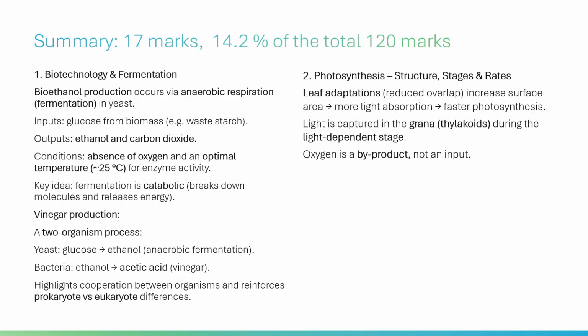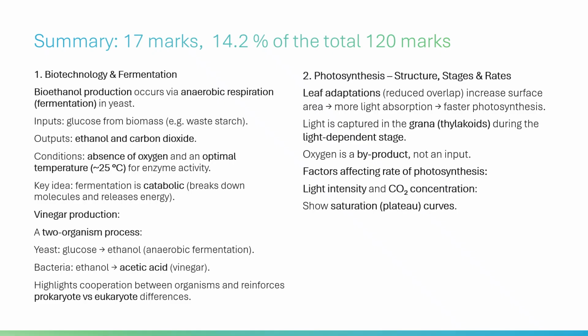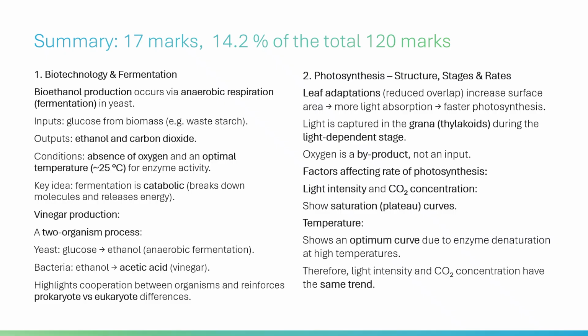Factors affecting rate of photosynthesis. Light intensity and CO2 concentration show saturation, plateau curves. Temperature shows an optimum curve due to enzyme denaturation at high temperatures. Therefore, light intensity and CO2 concentration have the same trend.